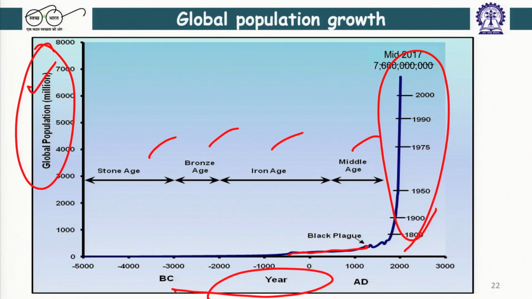That is actually in the last 200 some years, and we had a huge increase in population. In mid 2017 it was 7.6 billion. Today we are close to 8 billion people. Because of this huge increase in population, there is a lot of demand for resources and a lot of demand for water.